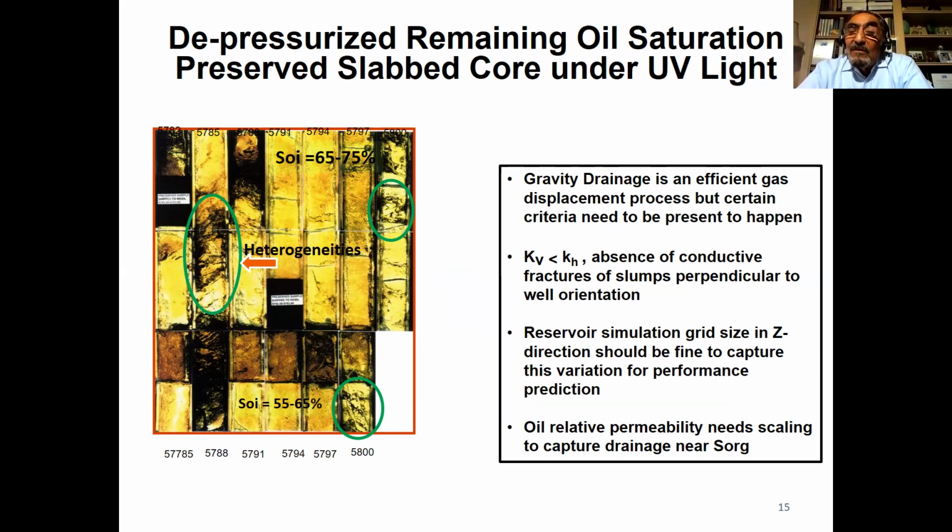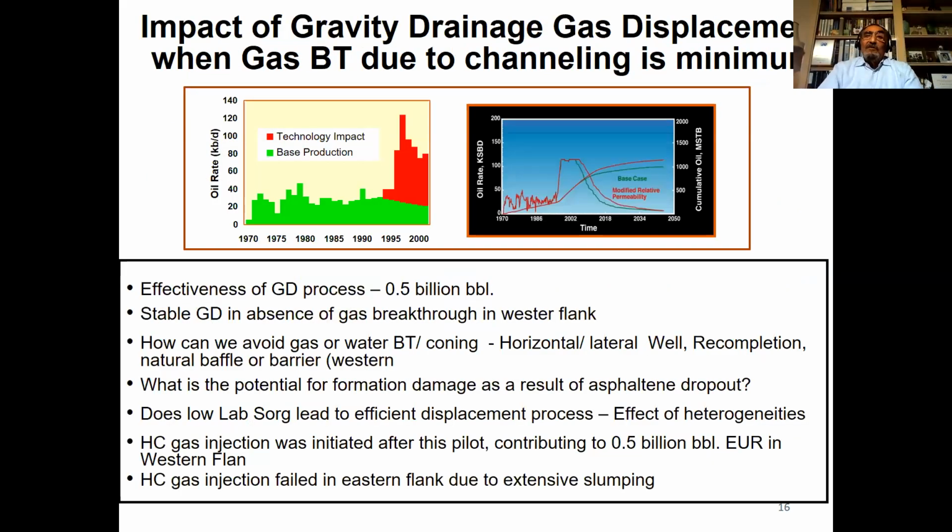And then, of course, to be able to see that, you should do that. And then you need to have oil-water relative permeability properly scaled to handle these variations for different types of reservoirs. All right, so this is the reservoir that I was talking about, gravity drainage.